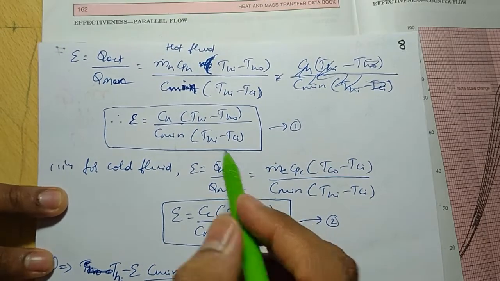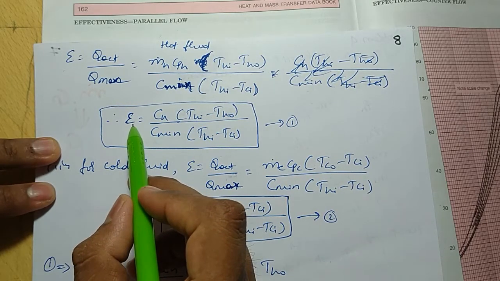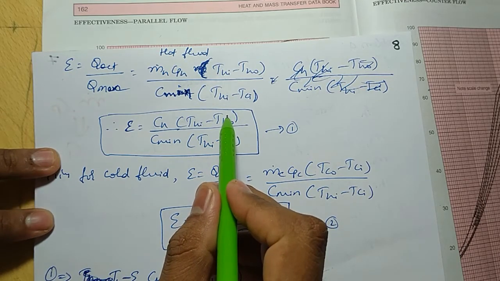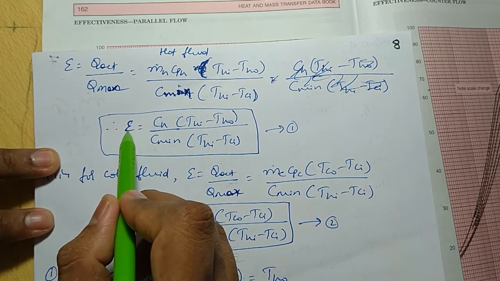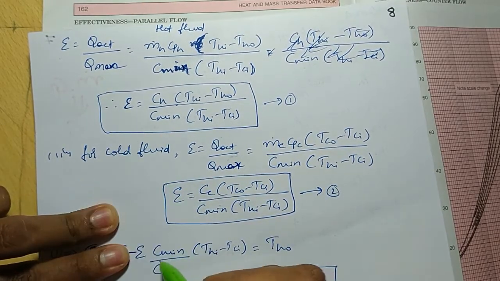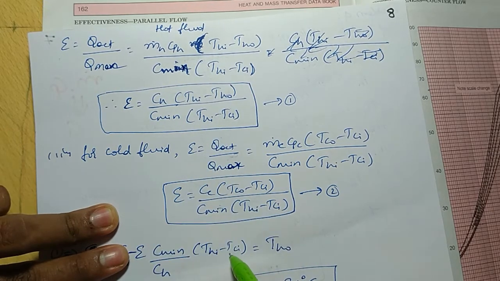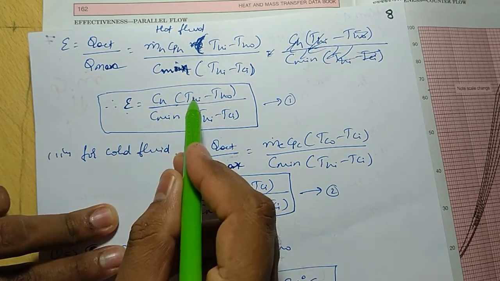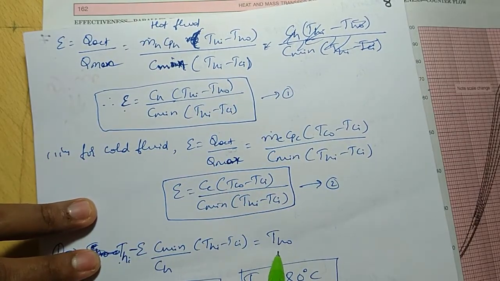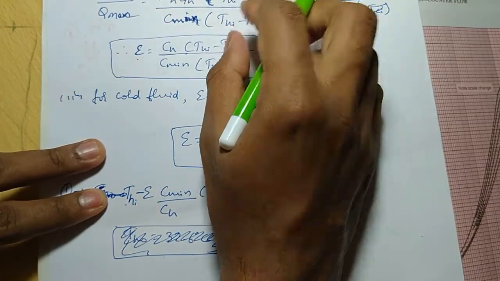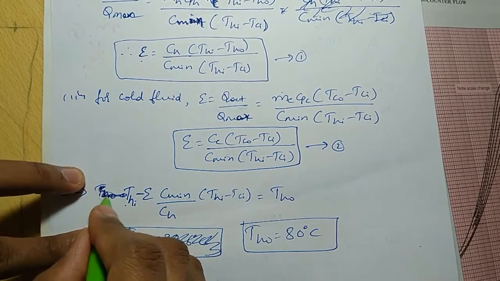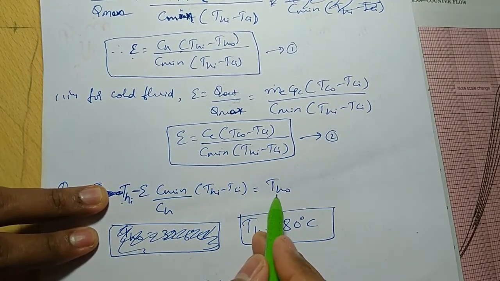Now we are finding TH naught. TH naught is equal to THI minus effectiveness times C minimum into THI minus TCI. Keep the TH naught here, send the remaining things to the other side and multiply by the negative sign. You will obtain this, the equation to find out TH naught.